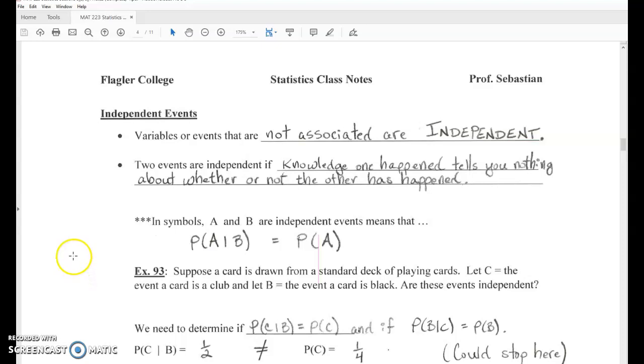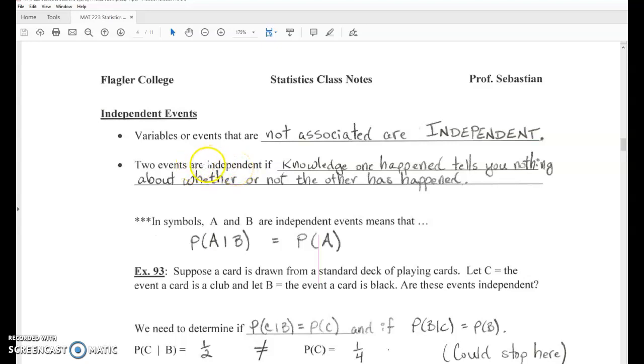We're on page 69, in this section talking about conditional probabilities. And I want to talk about independent events on this page. Variables or events that are not associated are independent. So how do we tell if two events are independent? Just by thinking about the events.